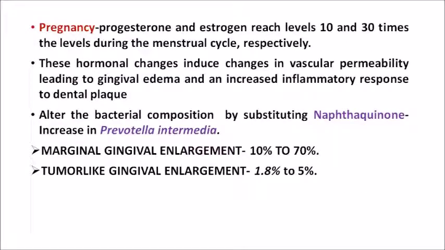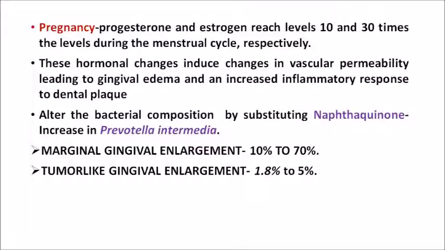About pregnancy, the progesterone and estrogen levels reach 10 and 30 times the menstrual cycle level respectively. That is, progesterone reaches 10 times the level and estrogen reaches 30 times the level. These hormonal changes can induce changes in the vascular permeability, and this causes the gingival edema, increased inflammation, and the enlargement. Also, there is alteration in the bacterial composition because these hormones can substitute naphthoquinone, which is a nutritional requirement of bacteria like Prevotella intermedia. So, it is a more favorable environment for Prevotella intermedia to colonize.